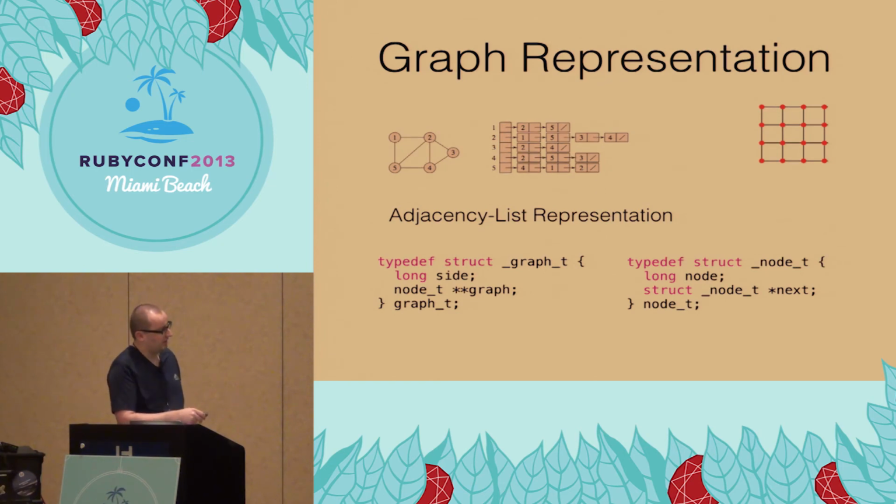And this is the C data structure that we use for the graph. So it has how many nodes we have on the side, and a link to this array of linked lists. And this is just a node in a linked list. This is pretty much one of these squares. It has the value of the node and a pointer to the next node.